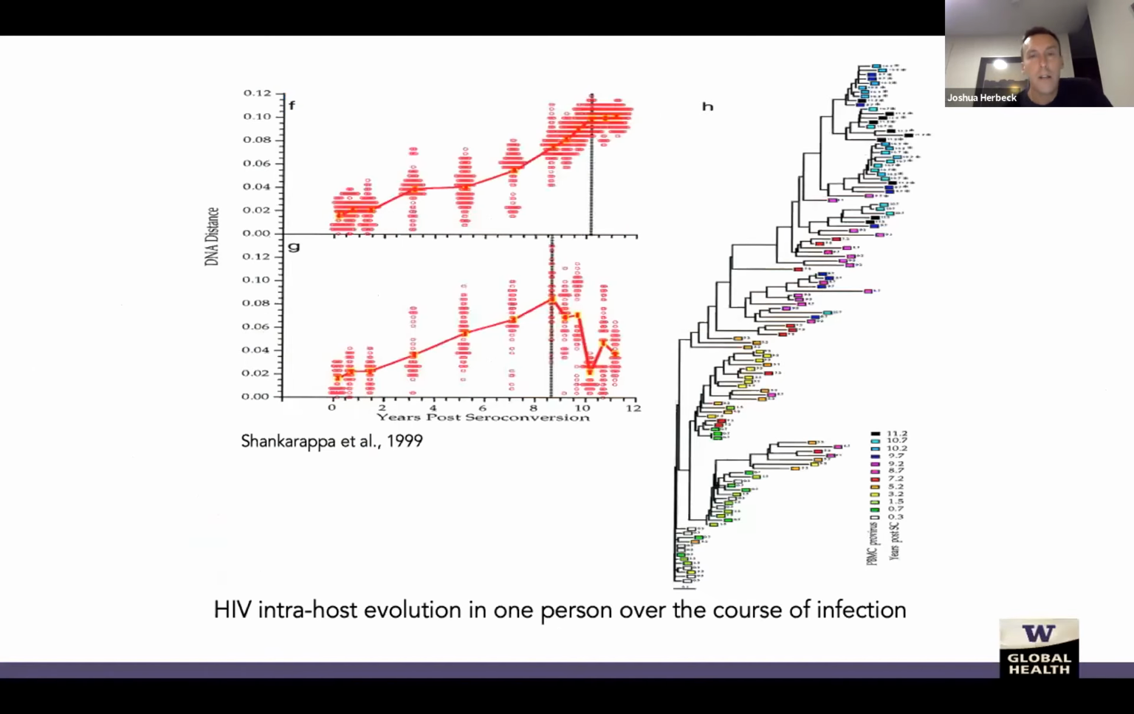This is an early analysis from Jim Mullins' lab, showing patterns of intra-host evolution in one person over the course of infection. This plot on the left shows divergence on the top from the founding virus or the ancestor, and this is pairwise diversity of those sequences sampled at these time points post-infection. You can see the divergence continues to increase and then diversity increases.